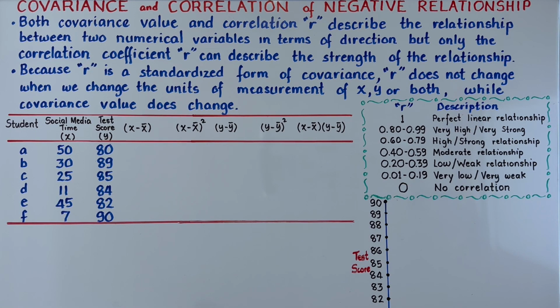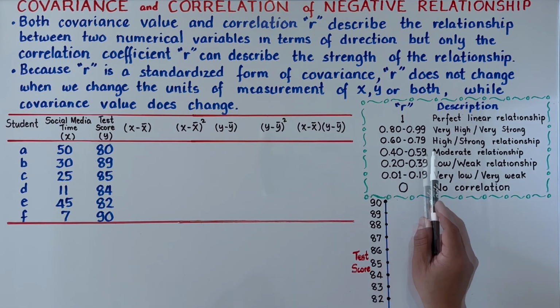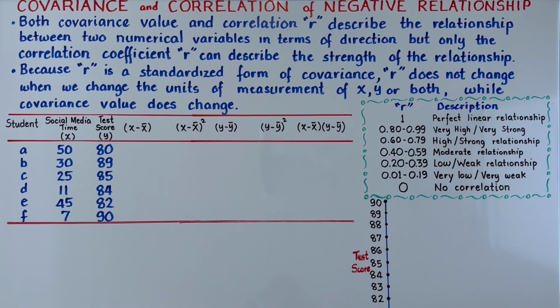Because if the covariance value is positive, it gives you the idea that the relationship is positive. But if it is negative, it gives you the idea that the relationship is negative, meaning it has an inverse relationship. Now, unlike with the R coefficient, it is a value between -1 to 1. So, if you have an R value of 1, the two variables have a perfect linear relationship. But if the R value is 0.80 to 0.99, the two variables are having a very high or very strong relationship.